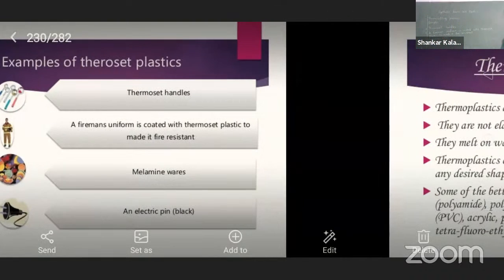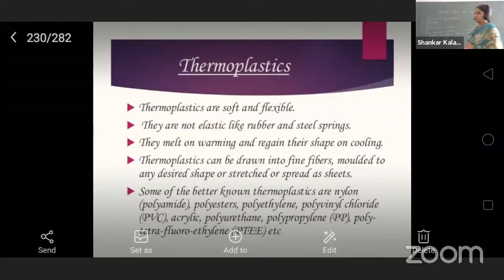Okay, the next one is, what is that? It is thermosetting plastics. The next one is thermoplastics.